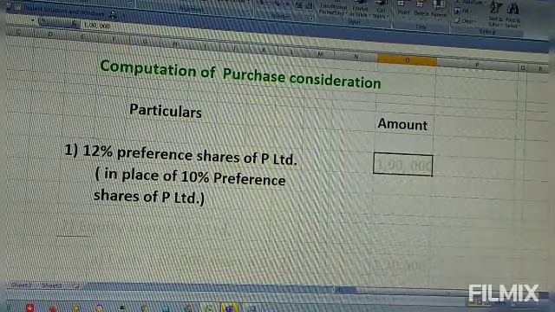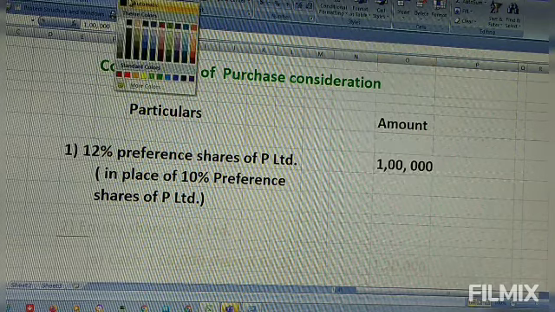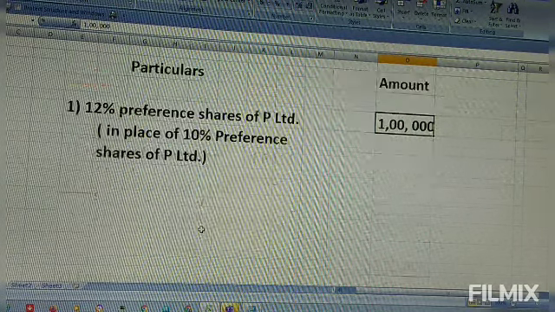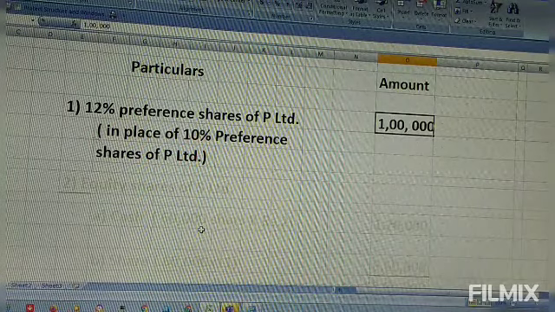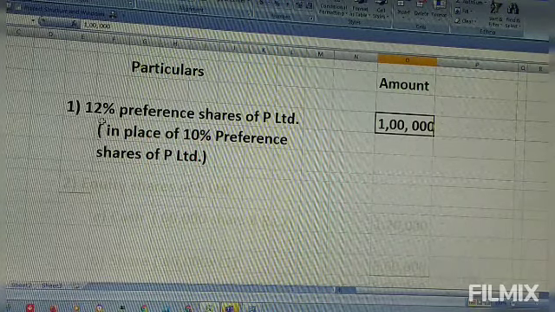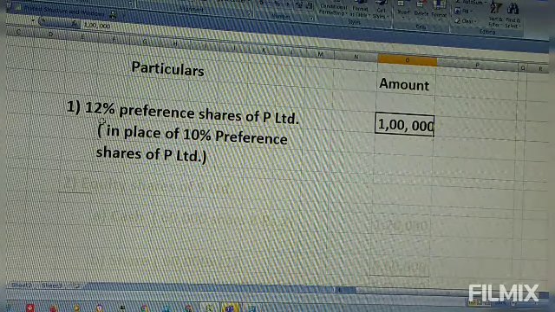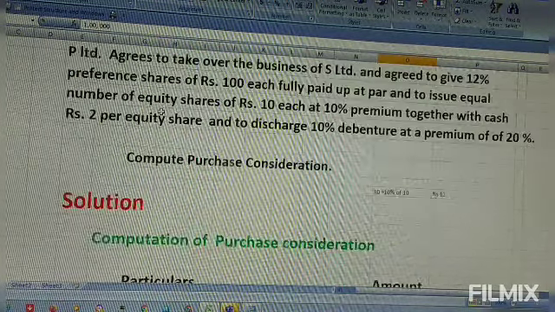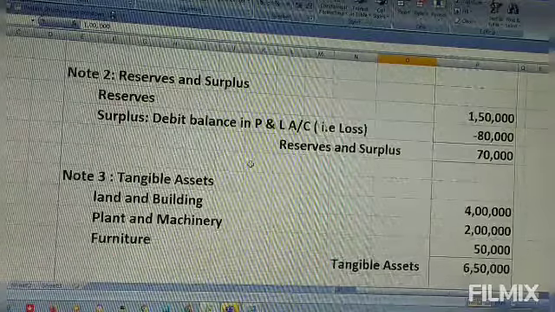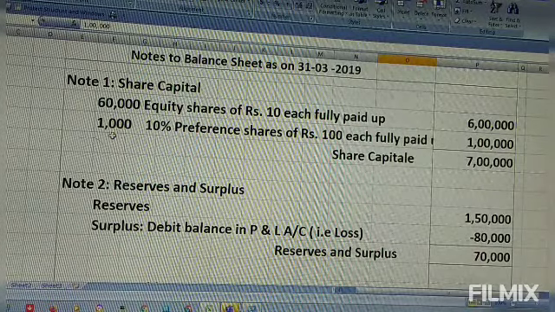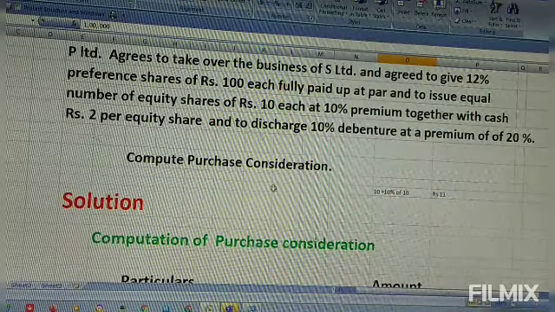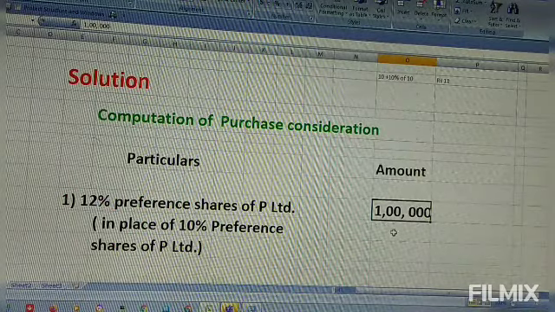How much is the value? Take the value as 1 lakh. The 12% doesn't matter here, it is the interest to be given on the preference shares. Preference shares are 1000 into 10 only, at par. That's why 1000 into 10 is 1 lakh.